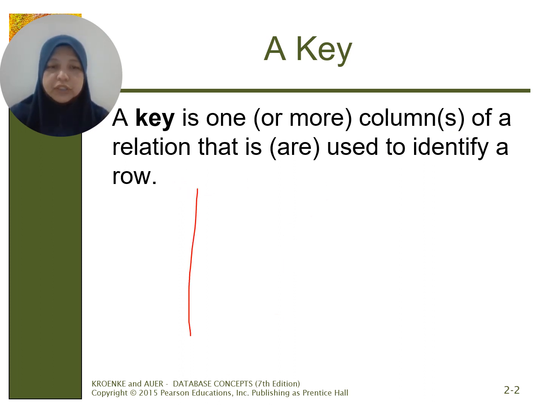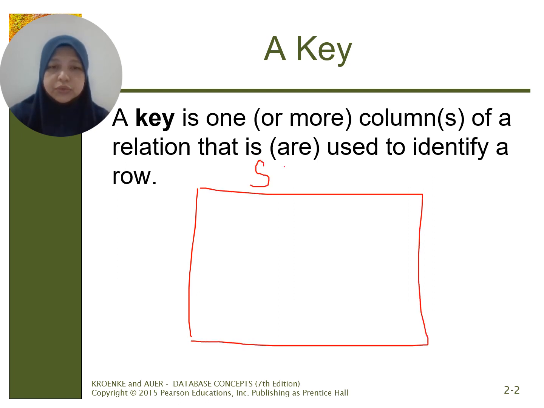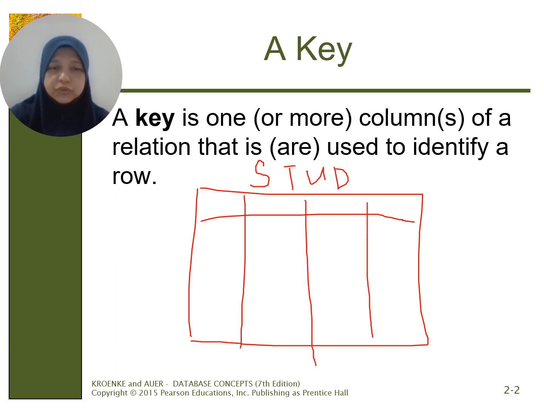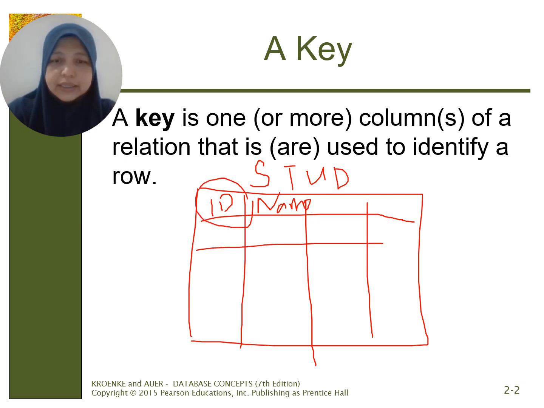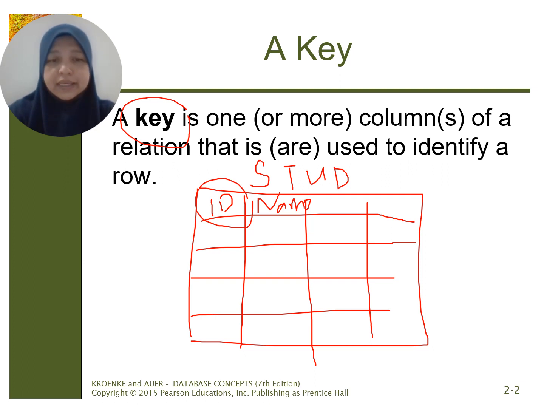For example, let's say you have a table. The name of the table is student. You have a student table with a few columns, and one of the columns is student ID, and then name. So this ID we can assign as the key, because this ID uniquely identifies each of the rows.